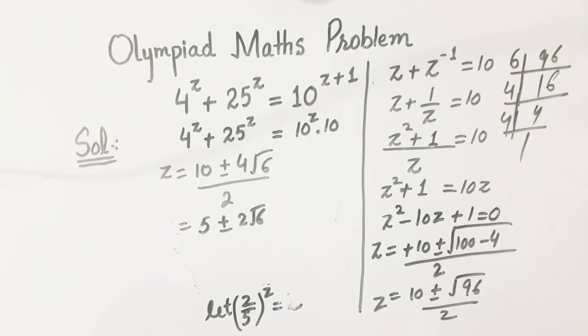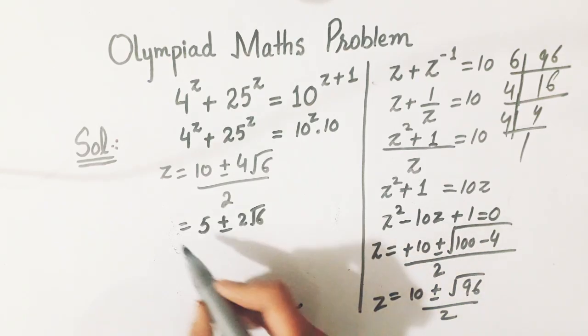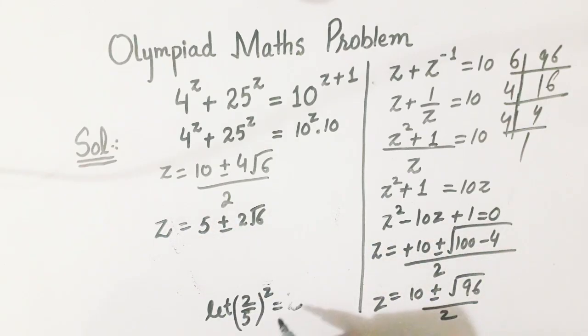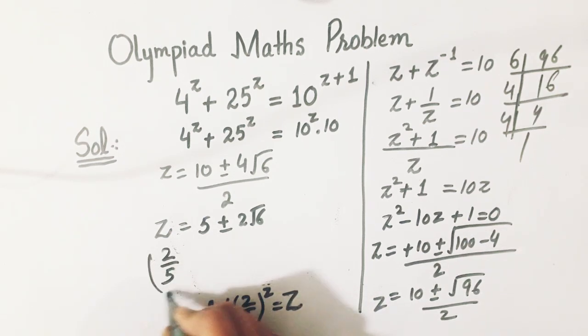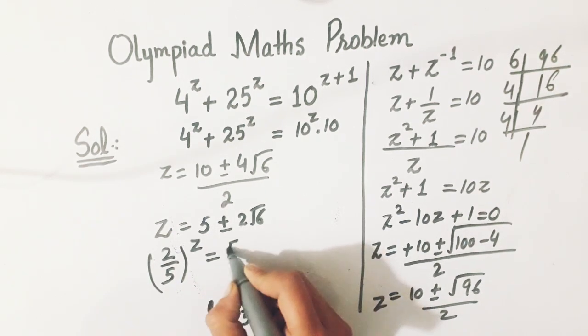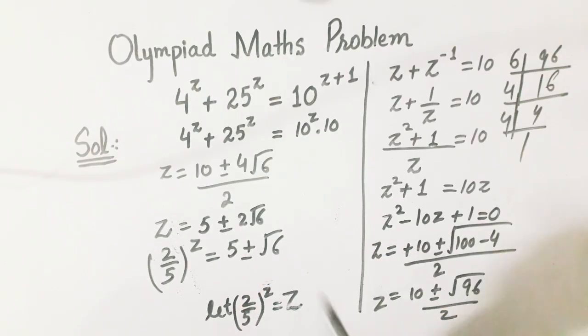Condition is that we got its value as plus and minus. Then after finding the value of capital Z, we have to find the value of small z because the variable is small. So we will suppose this 2 by 5 and its power is small z equals 5 plus minus 2 root 6. Now you have to find the small z value.